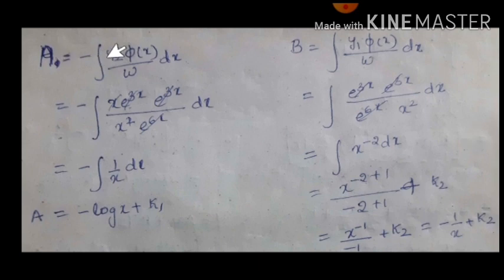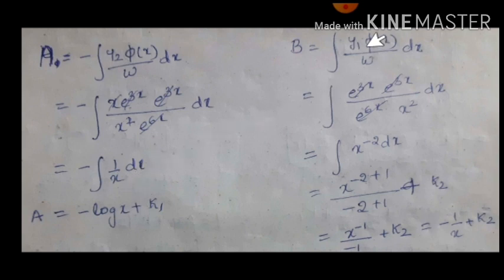A is minus integral of y2 phi of x by W dx. y2 is x e to the power of 3x, phi of x is e to the power of 3x by x square, and W is e to the power of 6x. So e to the power of 6x cancels. One of the x square and the x in the denominator get cancelled. So what is left out? Only 1 by x. And we know the integral of 1 by x is log x, a simple integration.